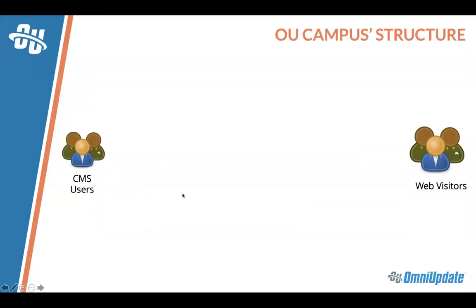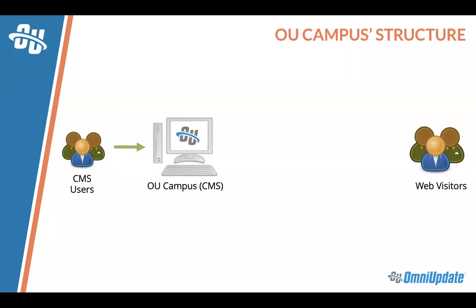OU Campus's structure is a decoupled system, meaning the environment that you edit in and the environment that is your live website are separated. Over on the left-hand side, all of us are these CMS users, or content management system, also known as OU Campus. When we make edits and changes, we do it inside OU Campus, in this environment we call the staging server. All edits and changes will only live in here until you hit publish.